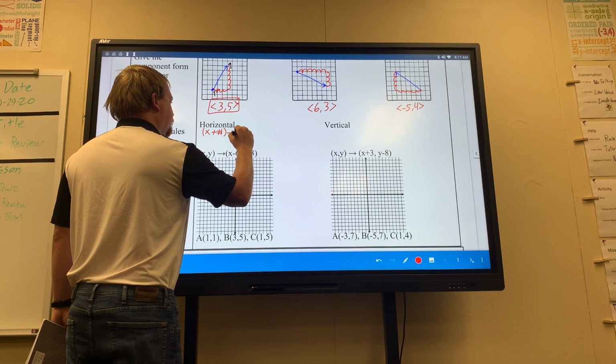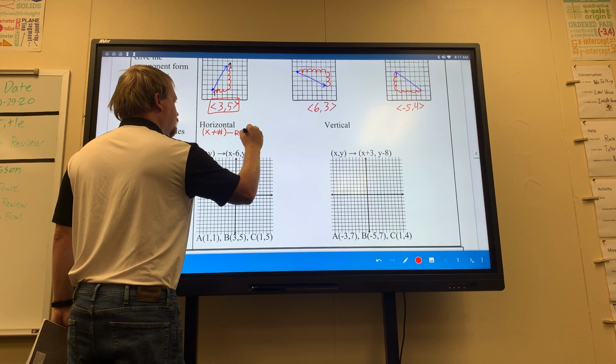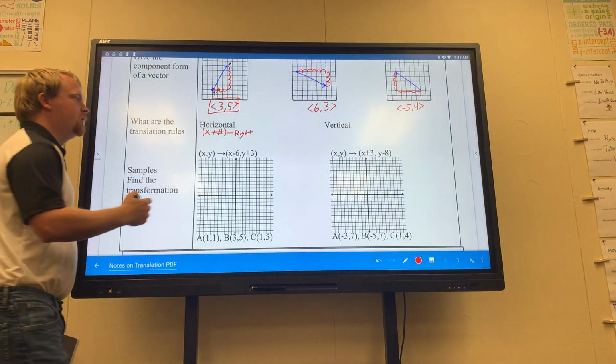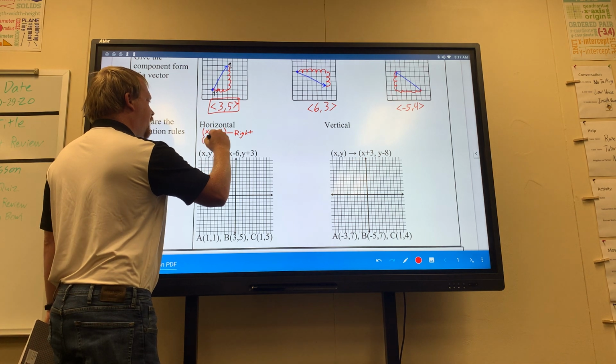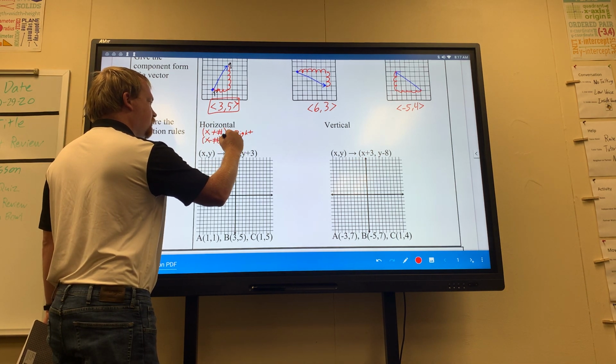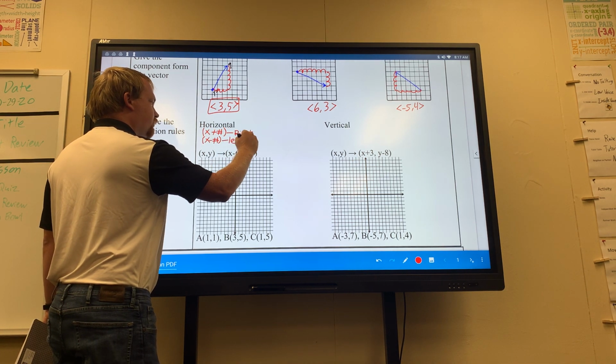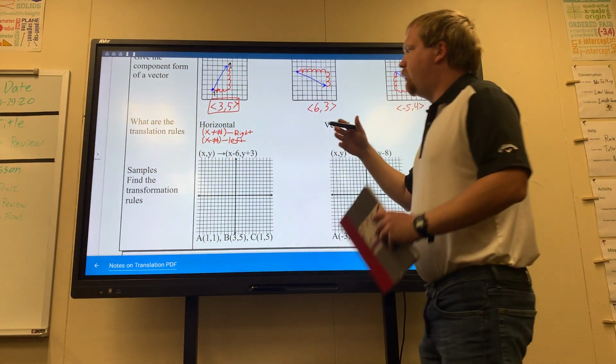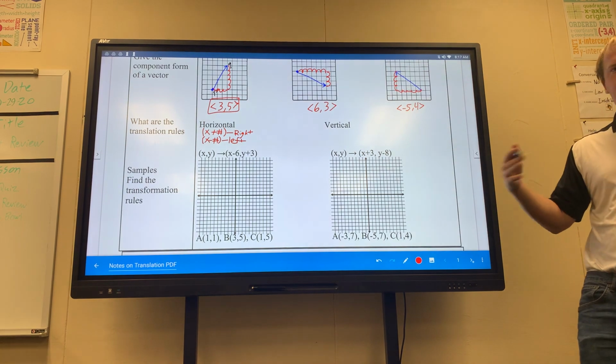That's going to go to the right. So anything that's adding is going to go to the right. Now if the x is negative, it's going to go to the left. So horizontal is anything going left or right.